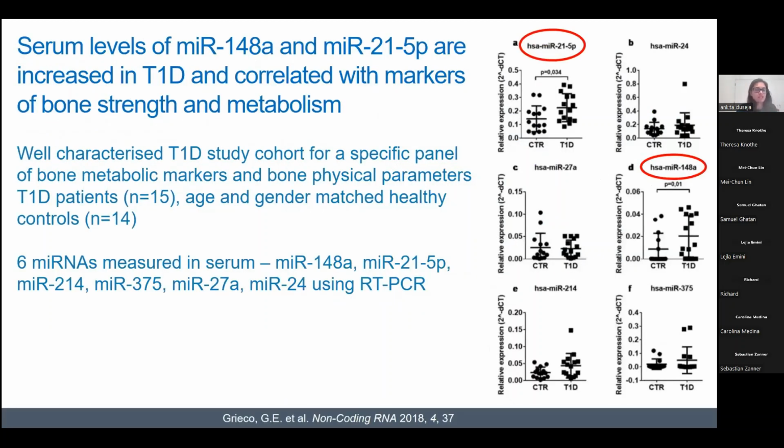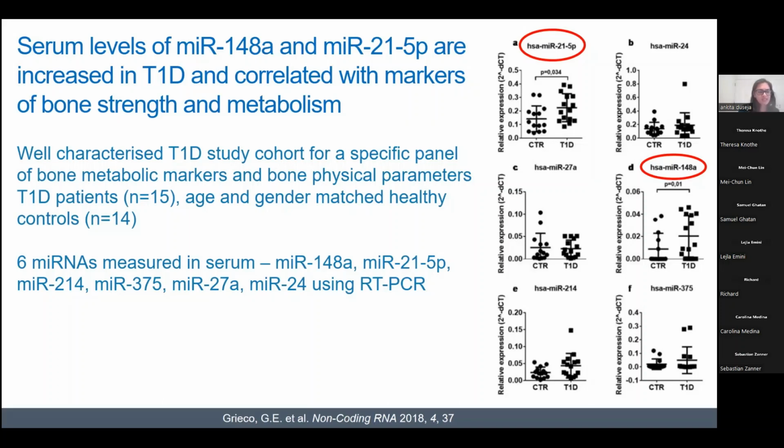This first study is where increased serum levels of microRNA 148A and 21,5P were found in people with type 1 diabetes, and these microRNAs were found to be correlated with markers of bone strength and metabolism. The data of this study comes from a well-characterized type 1 diabetes study cohort, where characterization was done for a specific panel of bone metabolic markers and bone physical parameters.